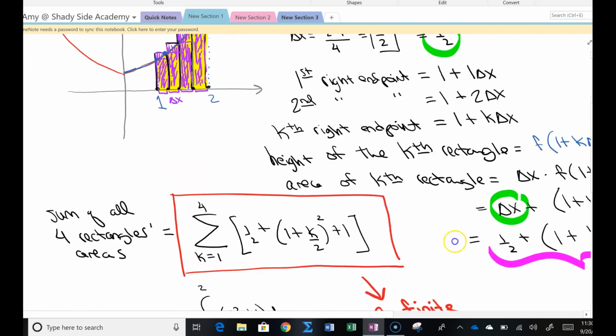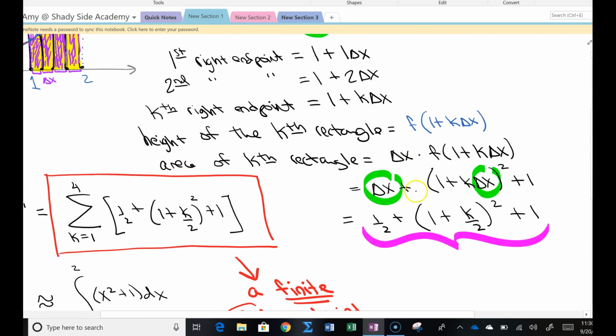Oh my gosh, look what I did over here. Delta x times, I just caught this, delta x times. This times became a plus. What happened? Oh my gosh, it's so embarrassing. It should be 1/2 times all of this. I'm so sorry, but these moments make us stronger. 1/2 times all of that. There we go. My bad.